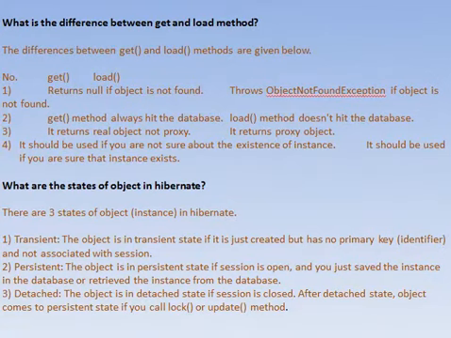What are the states of object in Hibernate? There are 3 states of object, instance, in Hibernate. 1. Transient. The object is in transient state if it is just created but has no primary key, identifier, and is not associated with session. 2. Persistent. The object is in persistent state if session is open, and you just saved the instance in the database or retrieved the instance from the database. 3. Detached. The object is in detached state if session is closed. After detached state, the object comes to persistent state if you call lock or update method.